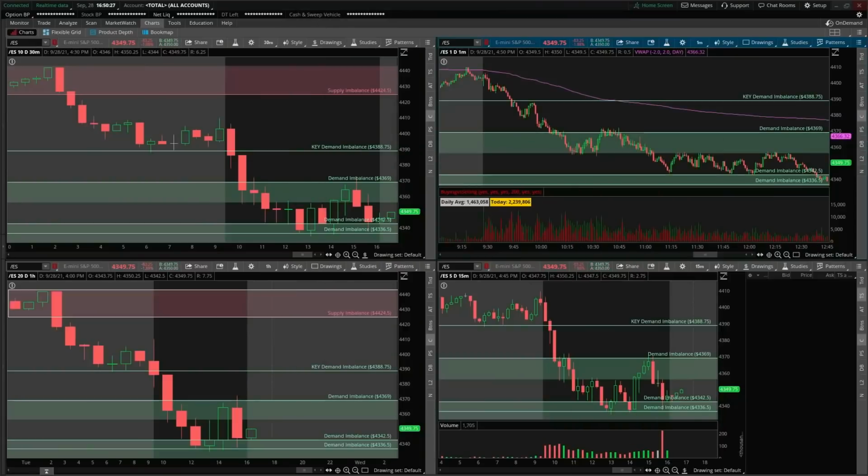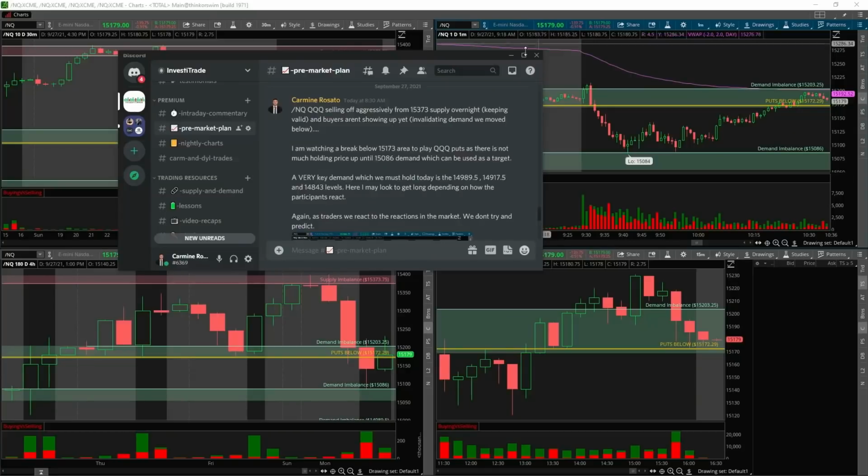But besides that, let's get right into this recap. There's a lot of good lessons to get into. First thing I want to go over is the pre-market plan from Monday's action. I post these every single day in the Discord of the setups I'm watching and levels I'm looking to trade around. Now, the first one was on NQ, the NASDAQ.